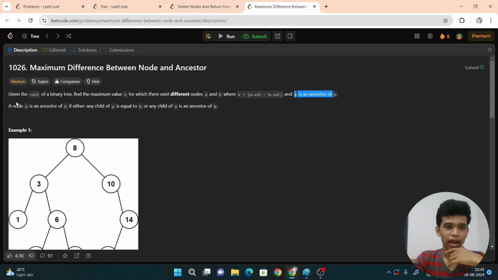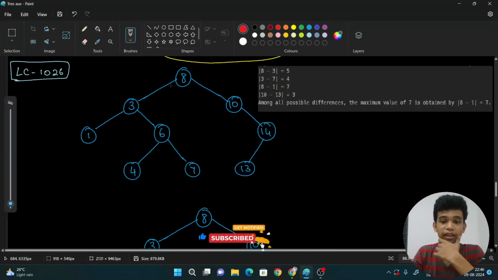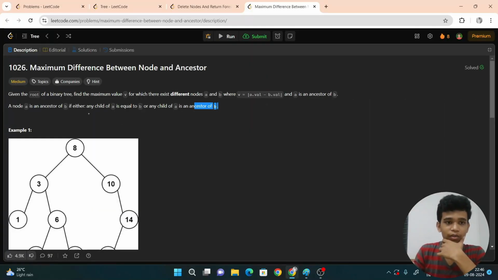Okay, now a node A is an ancestor of B if either any child of A is equal to B, or any child of A is an ancestor of B. Okay, let us first understand what this problem statement states. It states we want to return a maximum value such that the value is the absolute difference between an ancestor and a node below it.